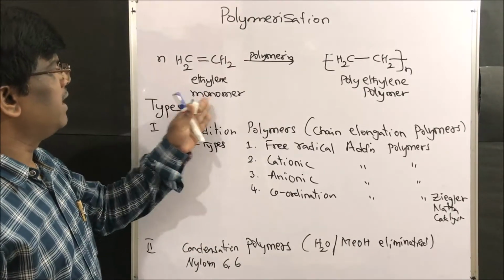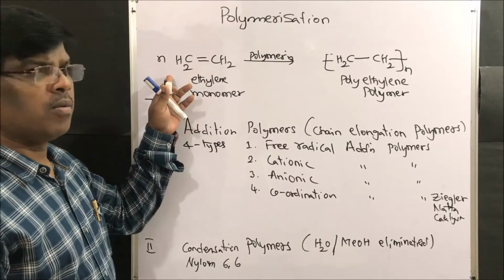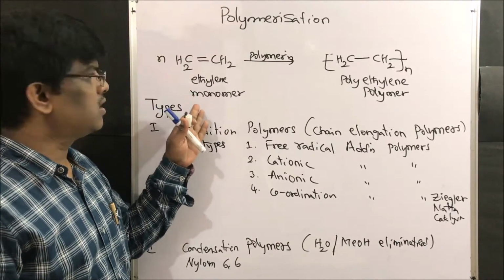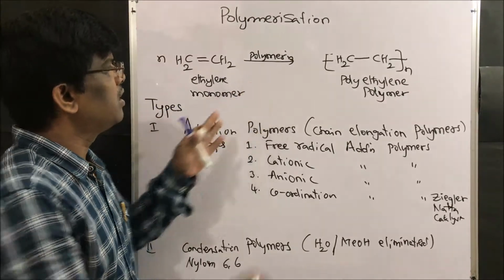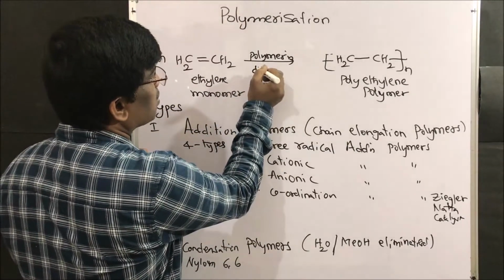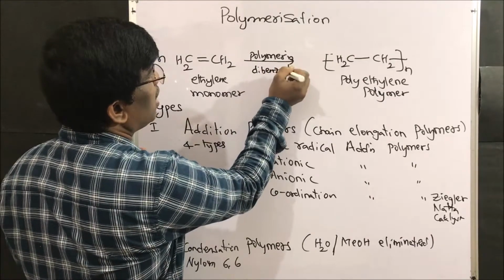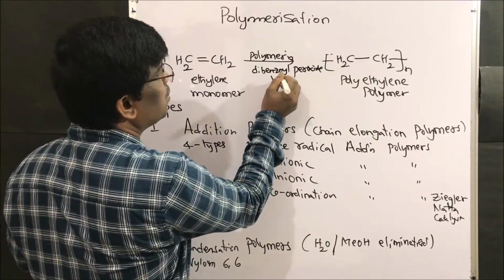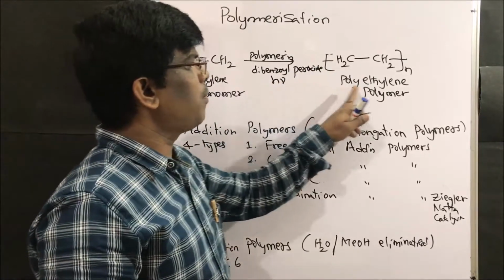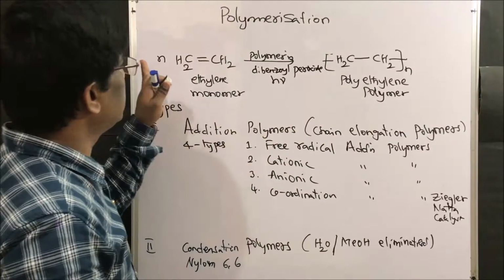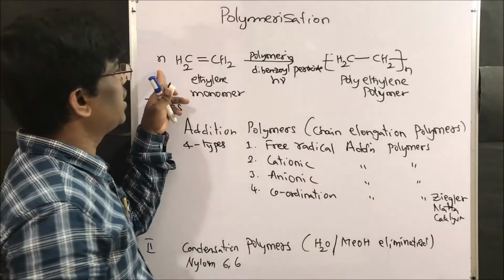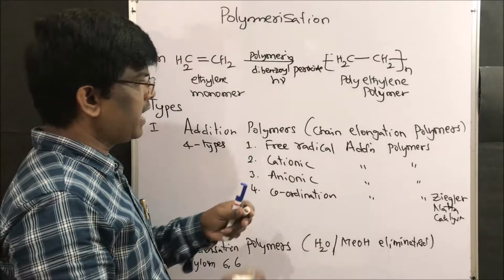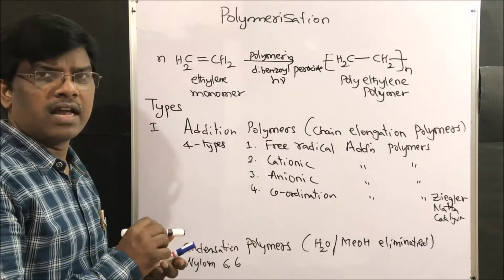Polymers, for example, ethylene. So for ethylene, what is the monomer? The compound which we take on the left hand side is known as the monomer. Upon polymerization, with dibenzoyl peroxide and h nu, polymerization takes place to give polyethylene. This is the polymer. It is an example of a free radical addition polymerization reaction. Yes friends. So let us take one by one. Free radical addition polymer mechanism.